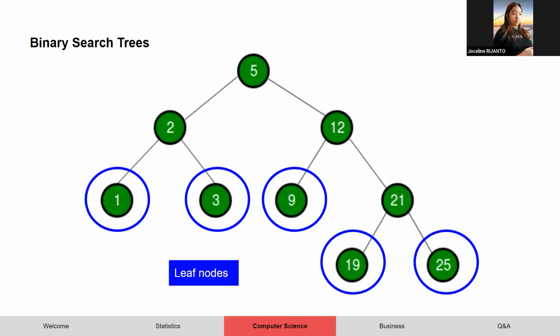And next, we have leaf nodes. A leaf node is a node in a tree data structure that does not have any children. So it is the endpoint of the branches in a tree.